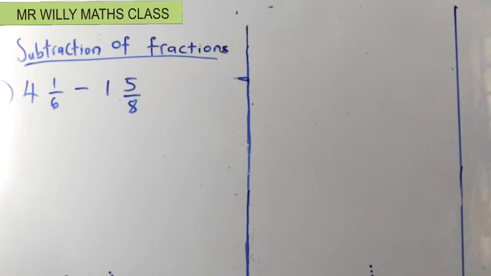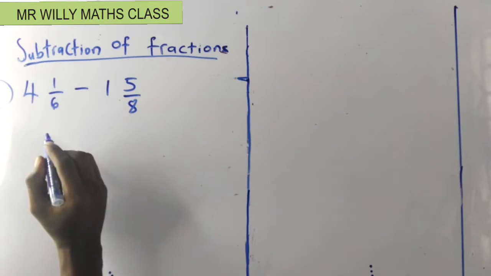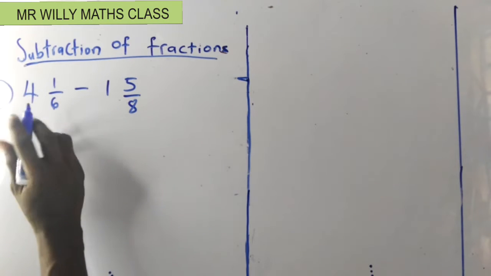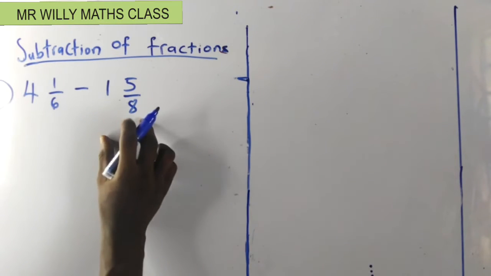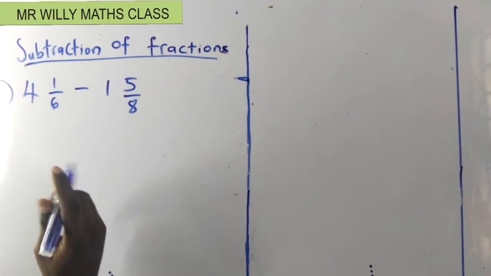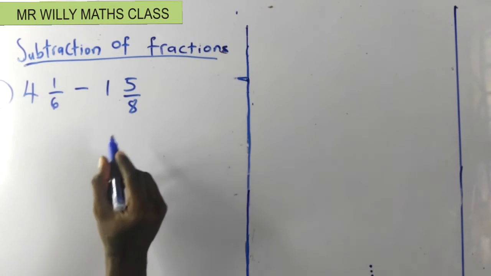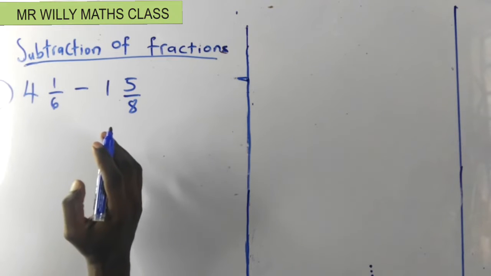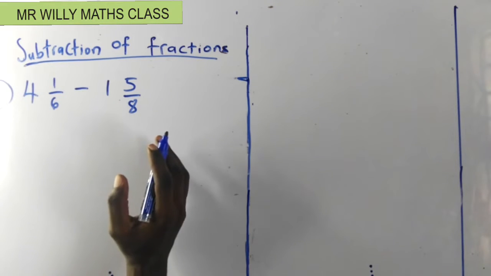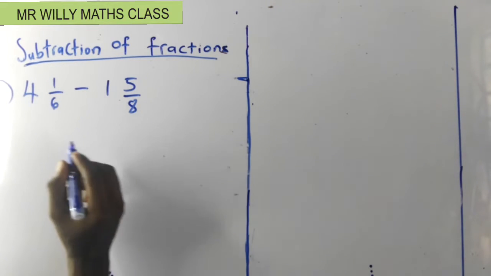Now, the first method is that this is a mixed fraction. A mixed fraction is made up of two parts. We have the whole number part and the fraction part. You bring together the whole number parts, then you put the fraction parts in the bracket. Look at how I'm going to do it.